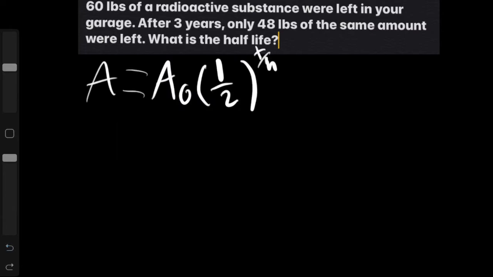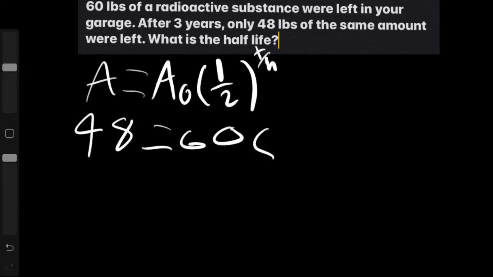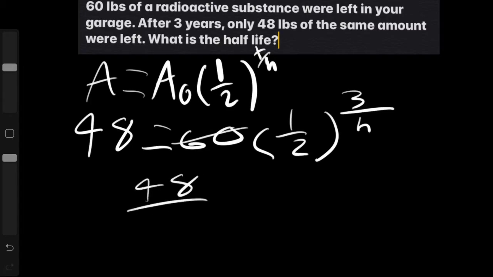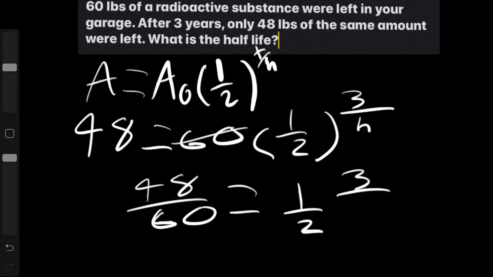So now we're gonna start inserting the values we have into the formula. So first it's 48 equals 60 pounds times 1/2 to the power of 3, and we don't have the half-life, so it's gonna be just h. So now we can simplify. So 60, we're gonna pass it dividing. 48 divided by 60 equals 1/2 to a power of 3 over h.